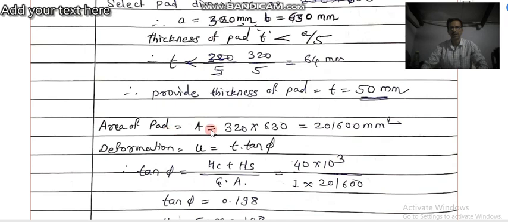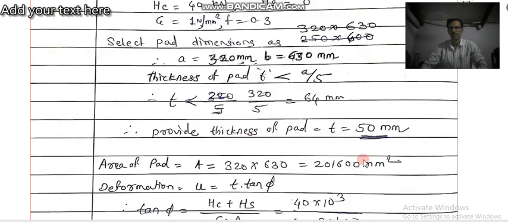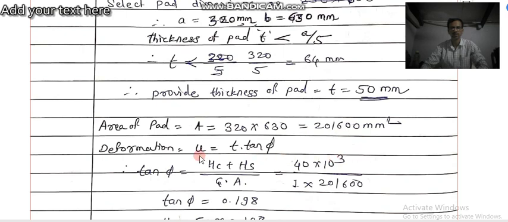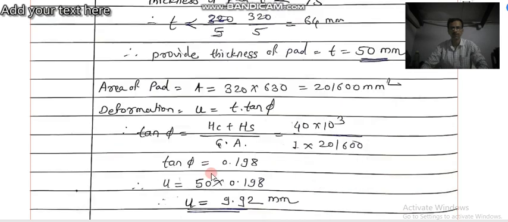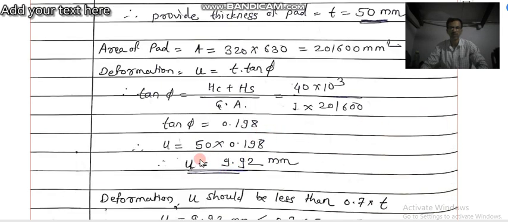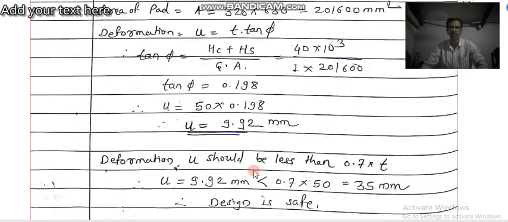So area of the pad, 320 into 630, that is 201600 mm square. Deformation is given by U is equal to T times tan phi, and tan phi is (HC plus HS) divided by G times A, as all these steps have been explained in the previous video. So if you substitute the values, HC is 40, HS is 0, G is 1, A is this 201600 mm square. So tan phi you will get 0.198, thus U is equal to T times tan phi, 50 times 0.198 equal to 9.92 mm.